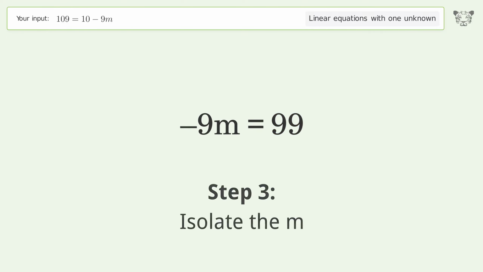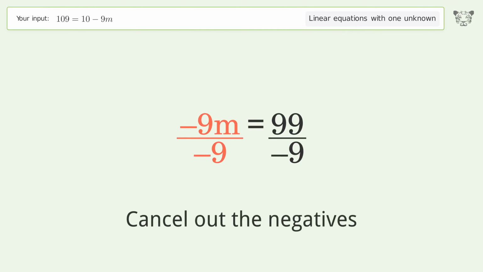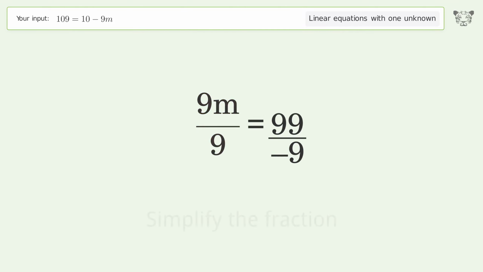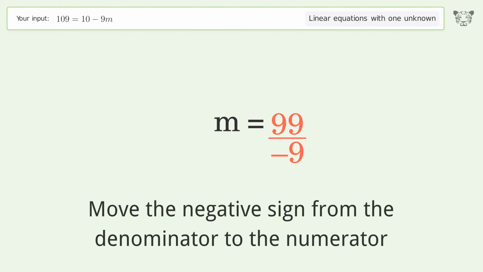Isolate the m. Divide both sides by -9. Cancel out the negatives. Simplify the fraction. Move the negative sign from the denominator to the numerator.